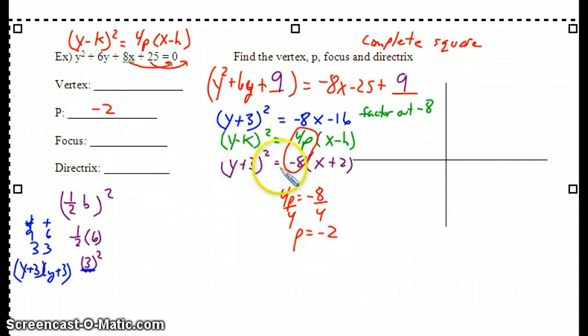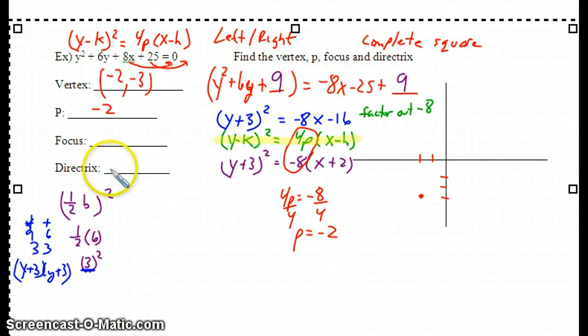And my vertex is also lining up. H would be negative 2, and k would be negative 3. Again, remember, because both of mine are positive, it's opposite signs because they're minus in the generic form of the formula. So again, the generic form is this one. Okay, so let's go ahead and plot our vertex. Negative 2, negative 3. This is one that's going to open left or right because it is a y squared.